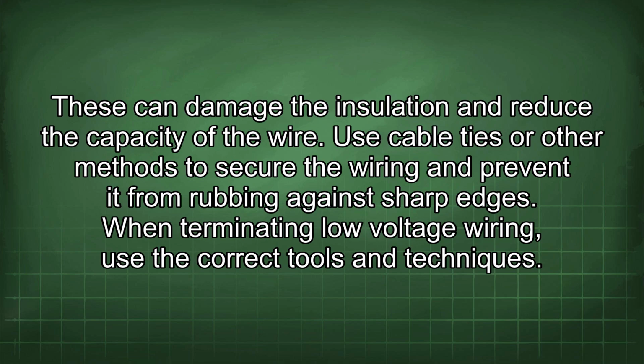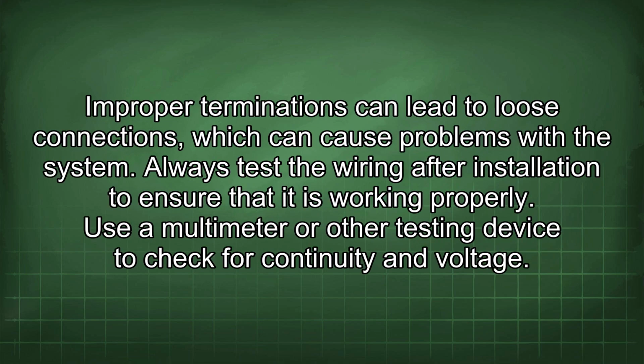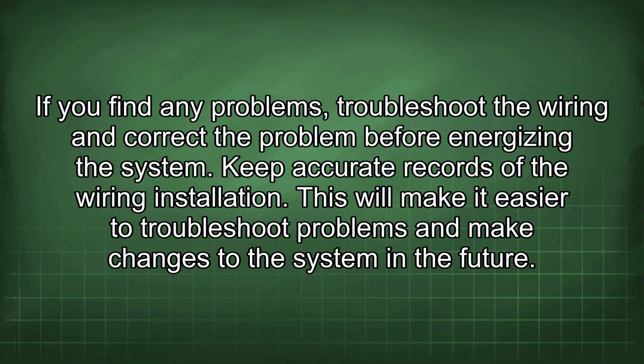When terminating low-voltage wiring, use the correct tools and techniques. Improper terminations can lead to loose connections, which can cause problems with the system. Always test the wiring after installation to ensure that it is working properly. Use a multimeter or other testing device to check for continuity and voltage. If you find any problems, troubleshoot the wiring and correct the problem before energizing the system.